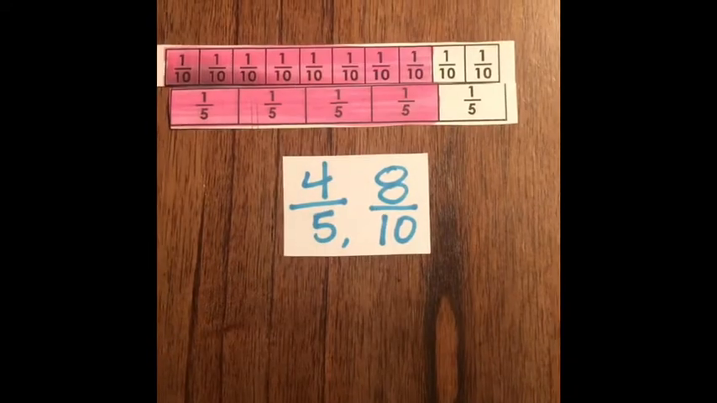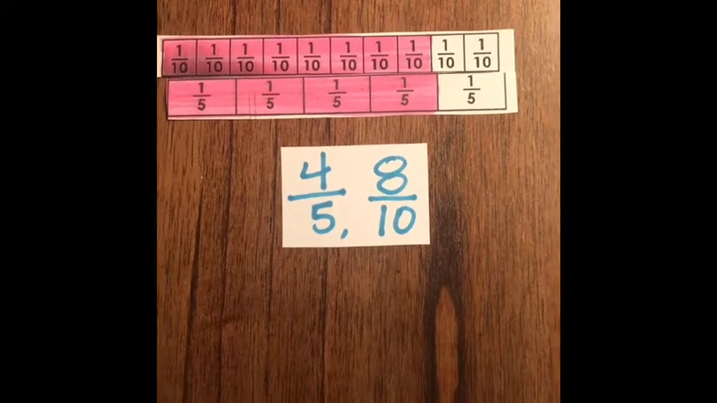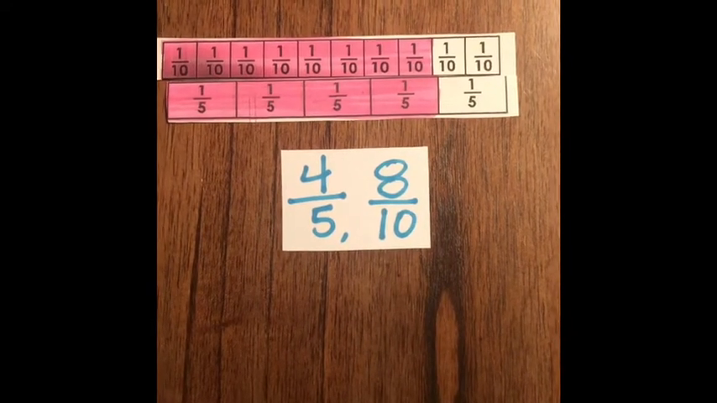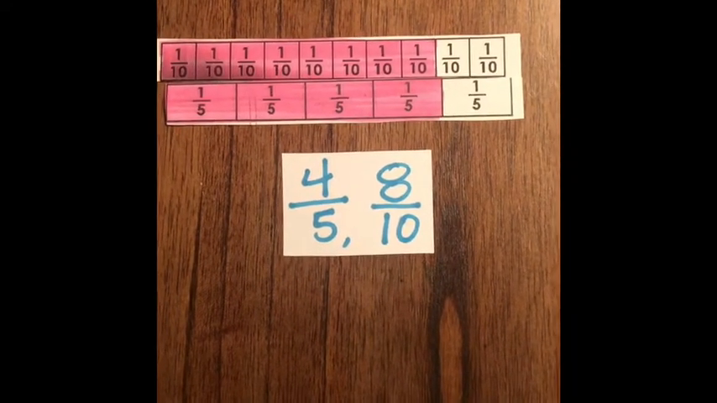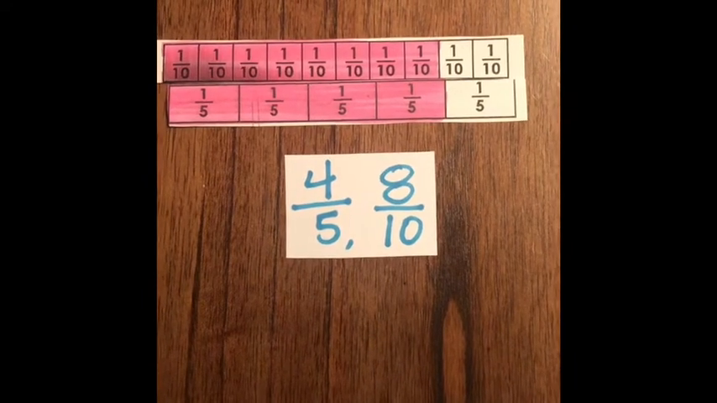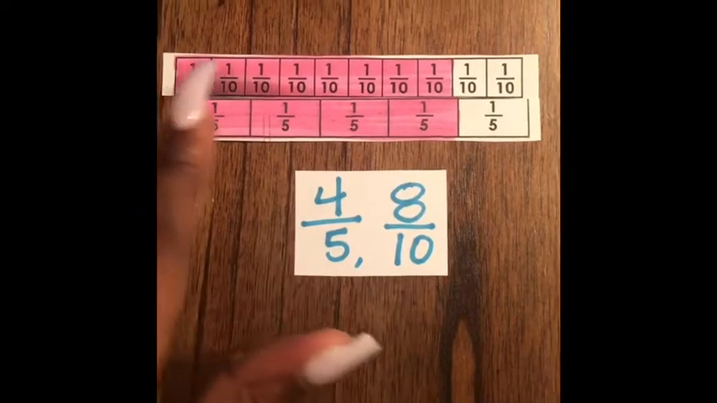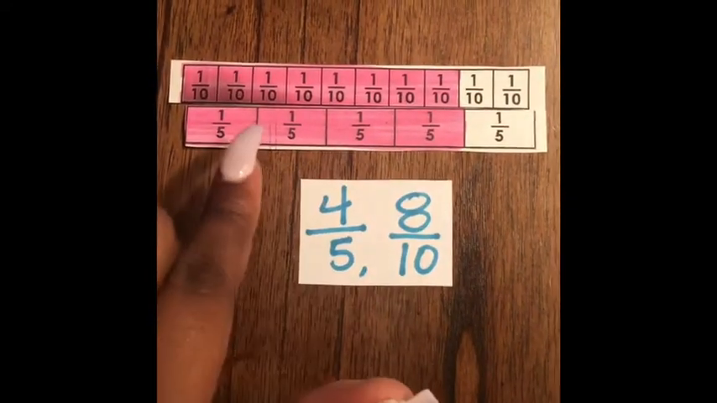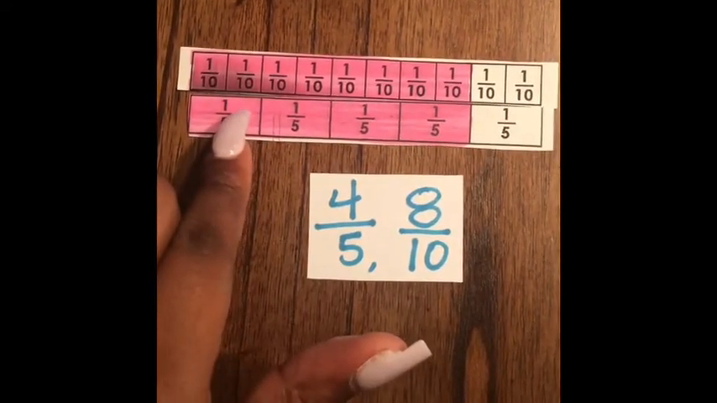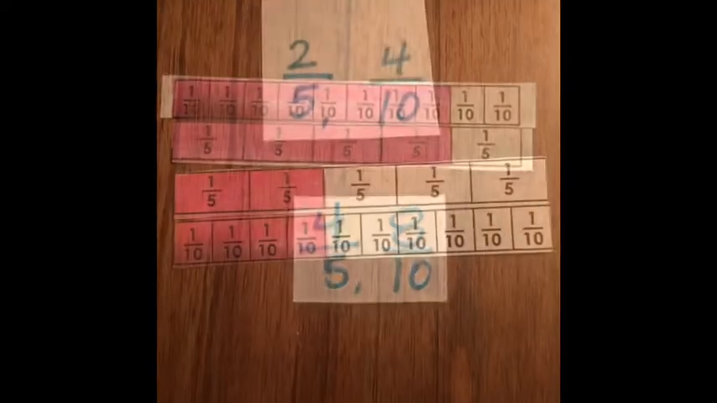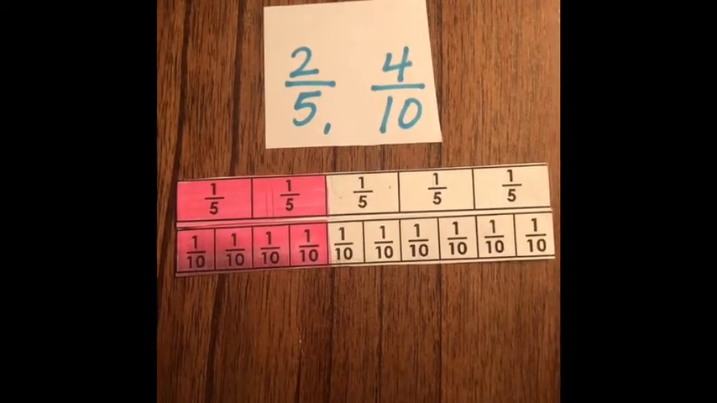Our next example is 4/5 and 8/10. They're equivalent fractions because they take up the same amount of space on their strip. You see that they are equal. It's an equal amount shaded on both of the strips. Our next example is 2/5 and 4/10.